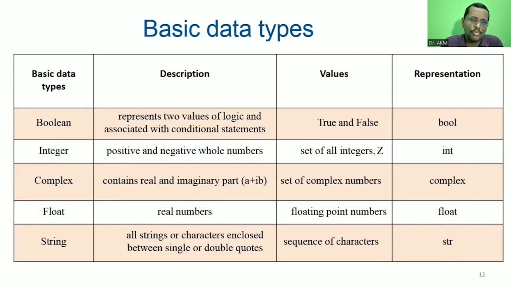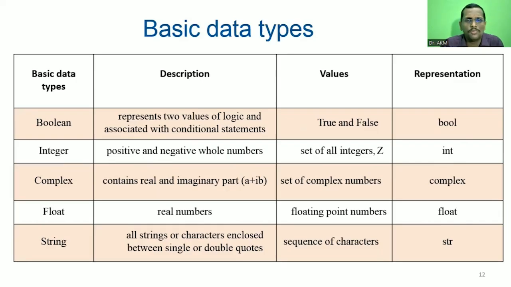These are frequently used in Python programming, so they are called basic data types. Boolean represents two values, namely true and false, and its representation is bool. Integer data types: both positive and negative whole numbers are acceptable. Complex contains a real and an imaginary part. You are aware that a plus ib is the standard form of a complex number, and all complex numbers are acceptable in Python.